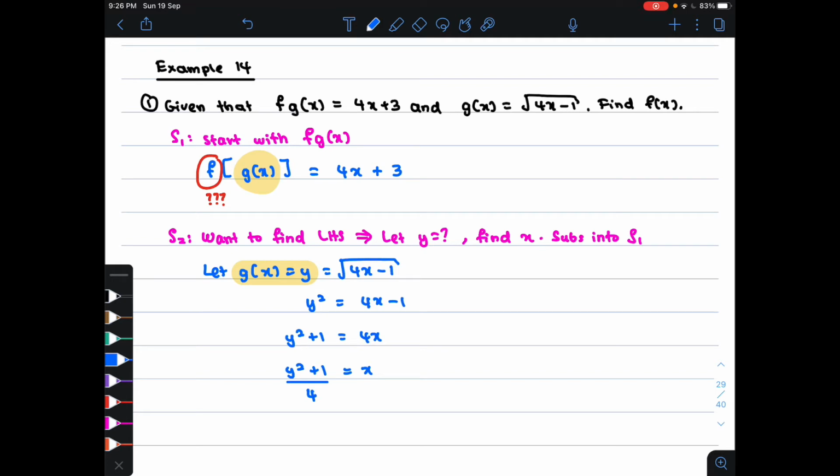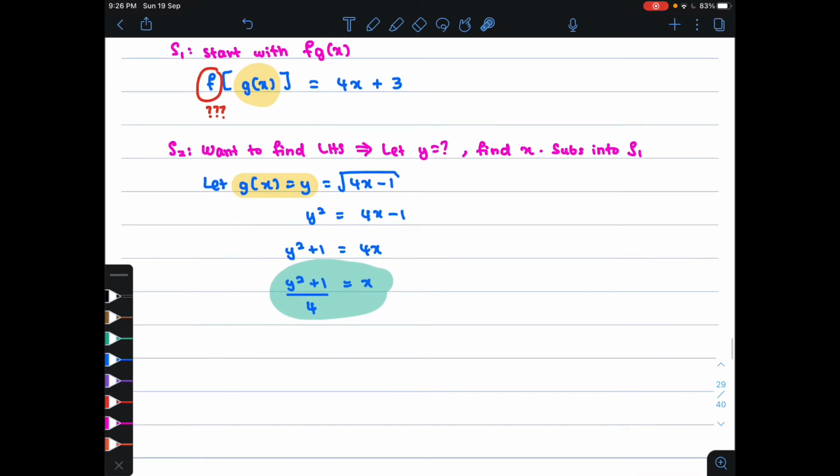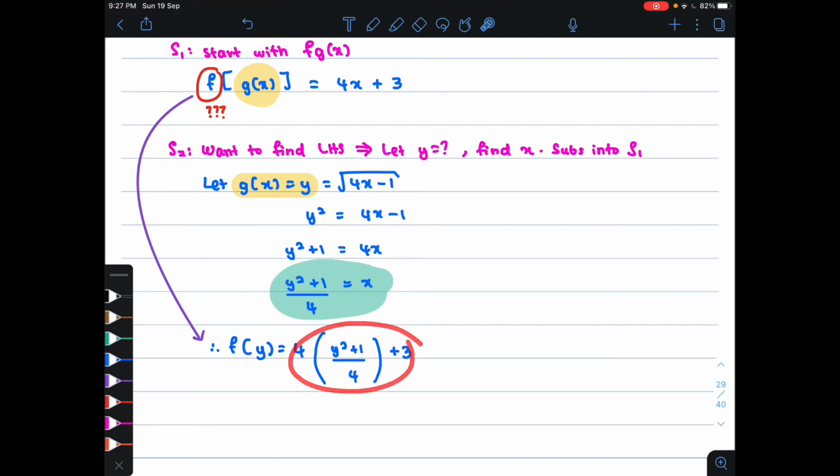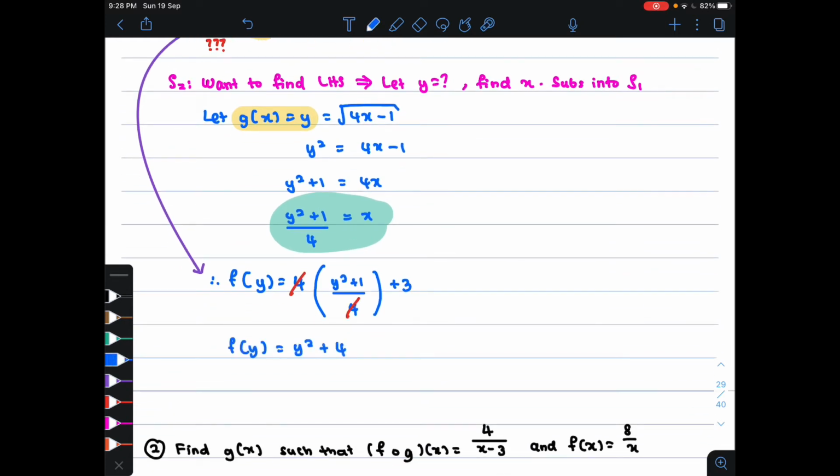And we will get x equal to y square plus 1 over 4. So basically kamu substitute balik x ni ke dalam step 1. So yang this one dia akan jadi apa? F kekal tetapi gx sekarang kita dah tukar dia jadi y. So now we have fy equal to 4 times x plus 3. Asal dia x tapi sekarang kita ganti x tu tukar jadi y square plus 1 over 4. So now just simplify on the right hand side. And that will give you fy equal to y square plus 4.